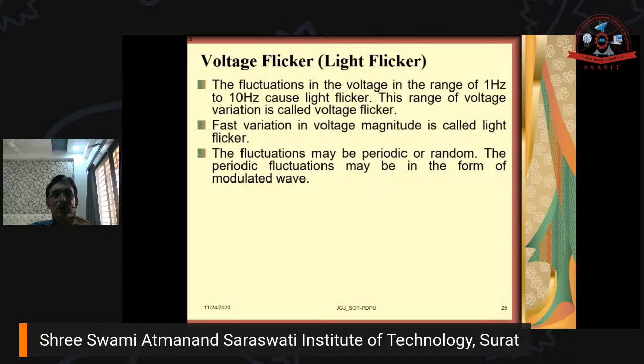Now coming to the next problem or issue, that is voltage flicker, also called light flicker. Fluctuations in the voltage in the frequency range of 1 hertz to 10 hertz are called light flicker. This range of voltage variation is called voltage flicker. So fast variation in the magnitude of the voltage is called voltage flicker or light flicker. The fluctuations in the voltage may be periodic or random, and the periodic fluctuations may be in the form of a modulated wave. So this is about voltage flicker. You just have to remember that fast variation in the voltage magnitude is called voltage flicker or light flicker. Now coming to what are the sources or the causes of the voltage flicker?